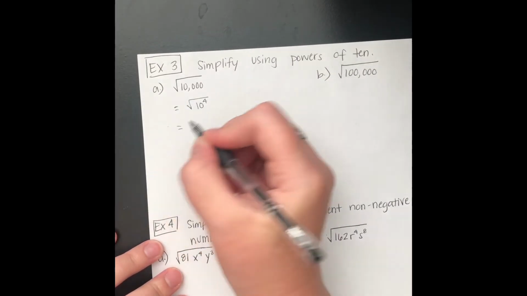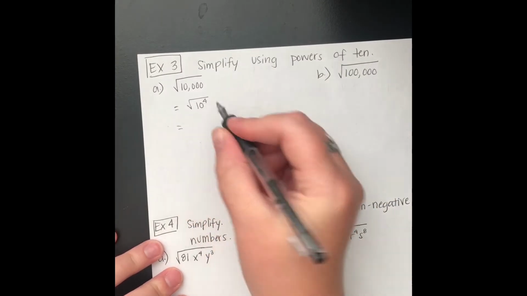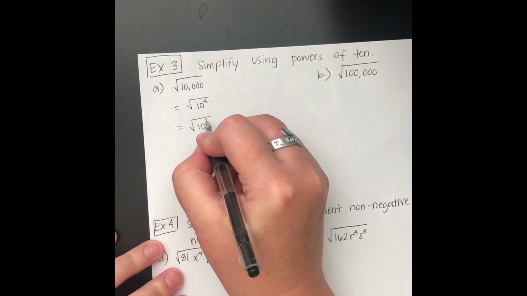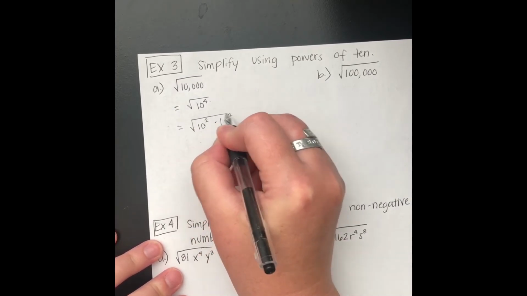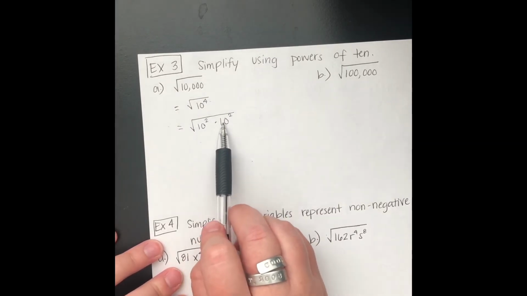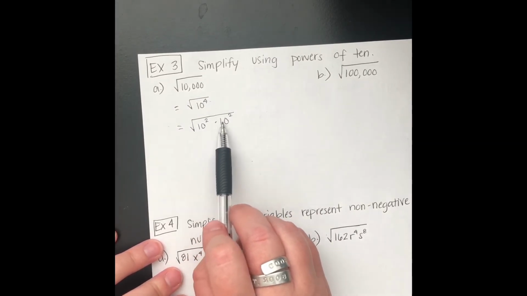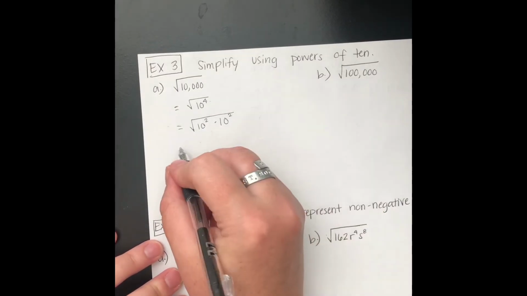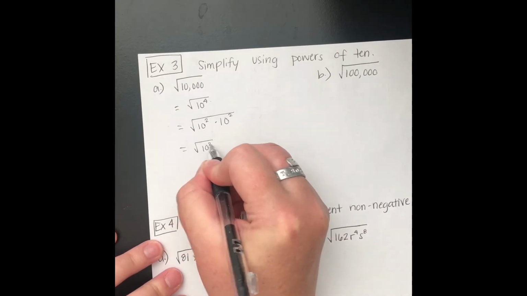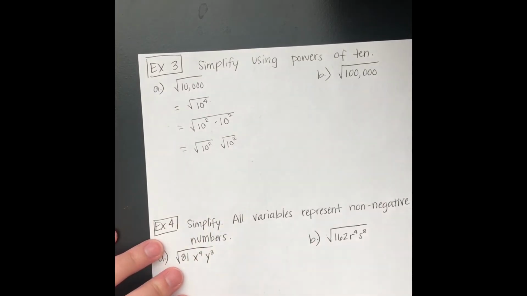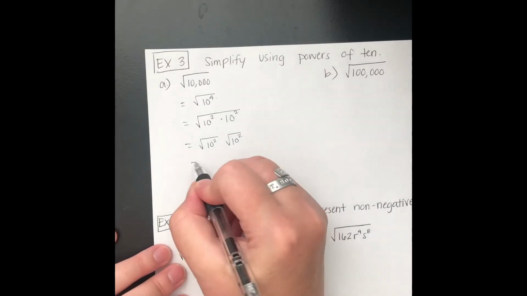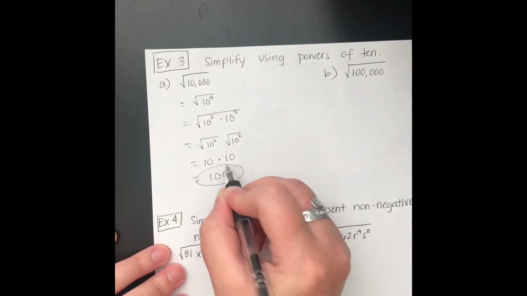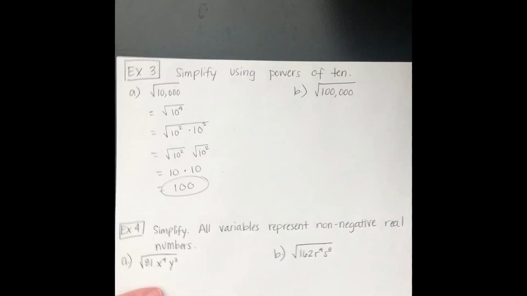Okay, you can rewrite this. That means we have 4 tens here because of the exponent. You can rewrite it as 10 squared times 10 squared. Because whenever you're multiplying 2 numbers and they have exponents, you add the exponents. 2 plus 2 is 4. Separate it as 10 squared times 10 squared. The square root of 10 squared is just 10 for both of them, so it's going to be 10 times 10, which is 100. So the square root of 10,000 is 100.